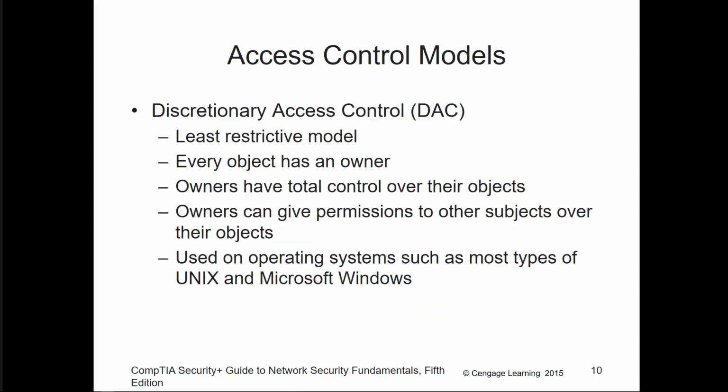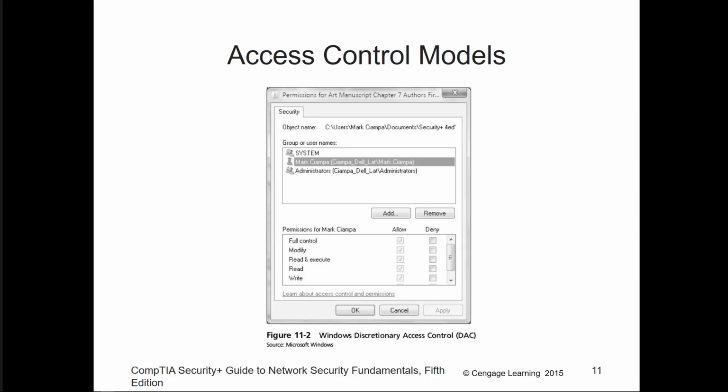Alright, so let's start with DAC. This is a least restrictive model. Every object has an owner. Owners have total control over their objects. Owners can give permissions to other subjects over their object, and it's used in operating systems like Windows and other versions of Linux and Unix. Here is a general type of DAC. You can actually provide permissions to additional users or groups.